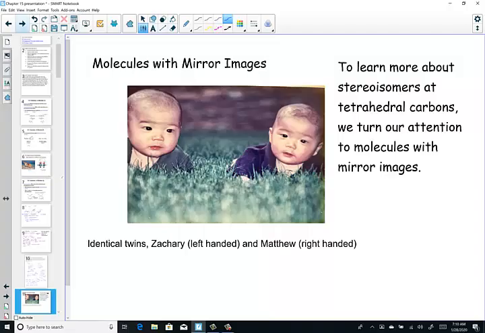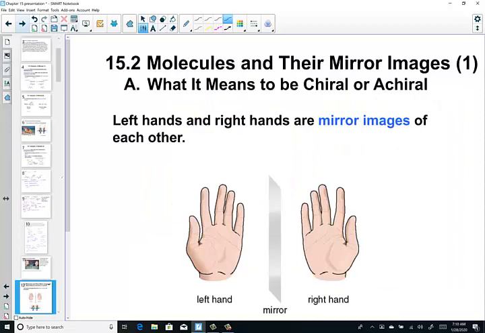In nature, we often see mirror images that are non-superimposable, and we'll learn to call those chiral molecules. Looking in a mirror, they seem pretty identical, and yet they have a unique handedness, making them chiral. Molecules and their mirror images: what it means to be chiral or achiral. Hold your hands out in front of you and just examine them. You have a left hand where the thumb points to the left when the palm is up. You have a right hand where your thumb points in the right direction when your palm is up.